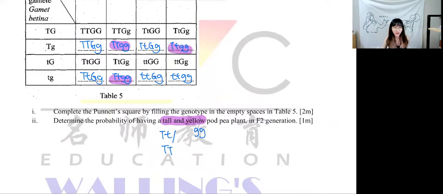This one, okay, I found it. Okay, so the answer is 3/16. Why is it 3/16? Because you have 16 possibilities, right? Out of these, 3 are tall and yellow. So this is the answer for this one.